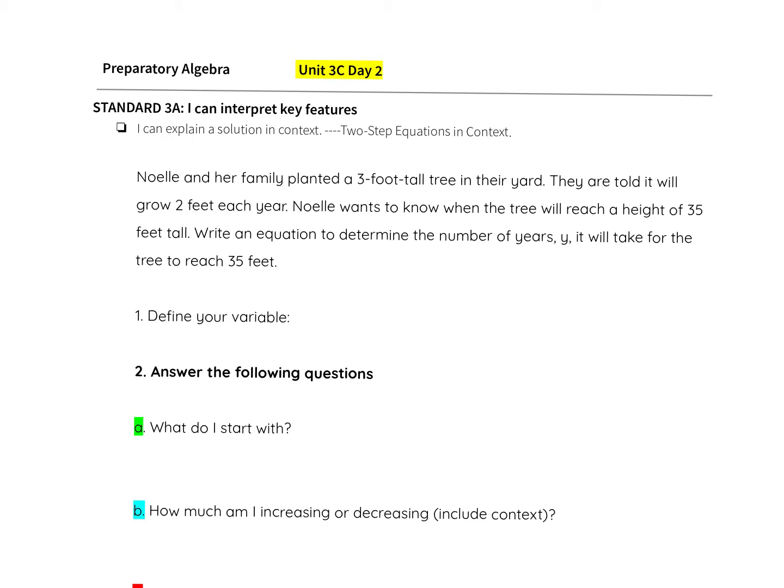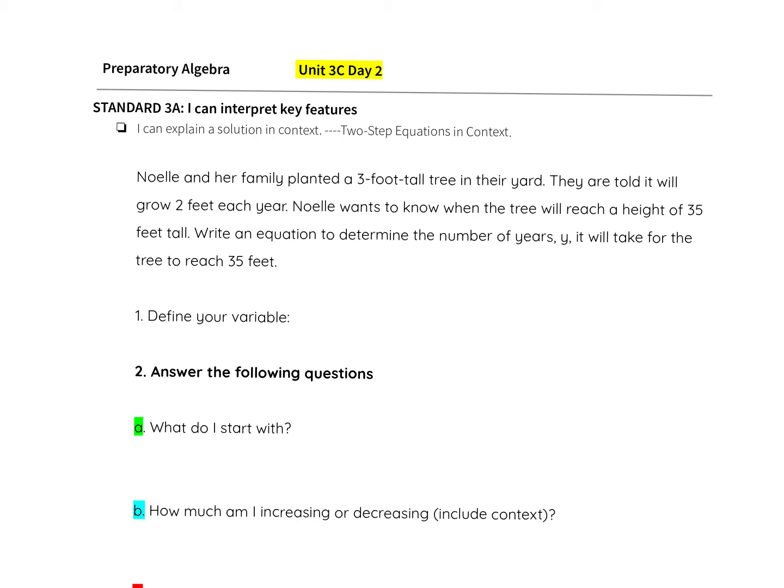This is your Unit 3C Day 2 video. In this video, we are going to focus on I Can Interpret Key Features Standard 3A. You are going to be given a situation. You are going to need to write an equation. You are going to then solve it and determine what your answer means. So let's follow these steps.